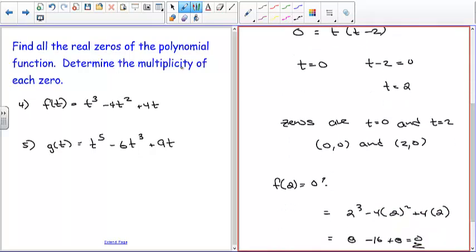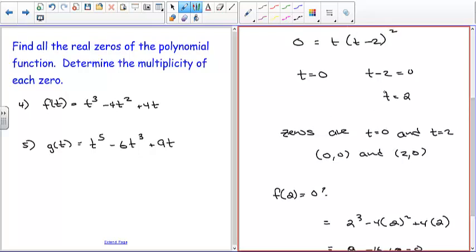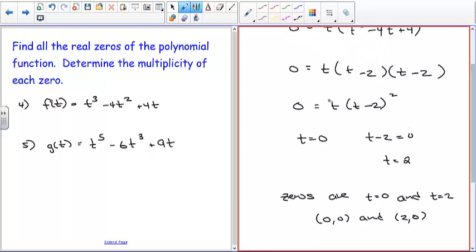So it says determine the multiplicities of each 0. So let's go back and look at this. There is no multiplicity for this 0. It's just one time. In this case, I have a multiplicity of 2 for this factor, because I take t minus 2 multiplied by itself. So that's what they're talking about when it comes to multiplicity: do you have the same factor more than one time? You can have it 2 times, you can have it 3 times, you can have it 1,000,000 times if you want.